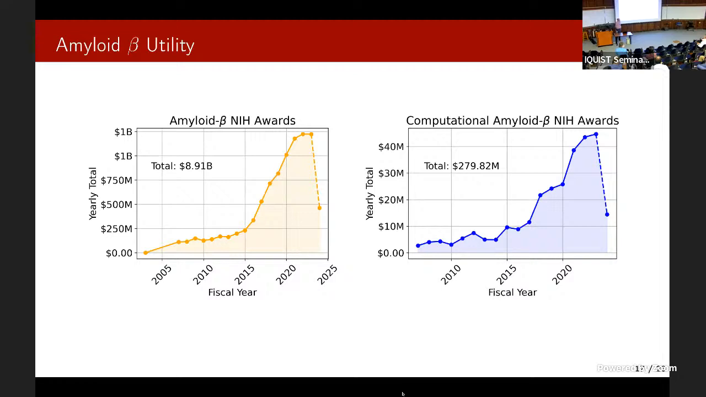That's just this year, 2025 is not finished, so they haven't given out all the awards yet. And so it's a dashed line to say, hey, this is incomplete data.